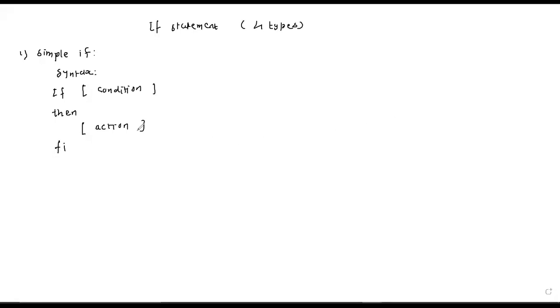So here, if this condition is true, then only this action takes place. Otherwise, there will be no action. We have discussed some examples on this in the previous class. Then the second format of the if statement is if else.